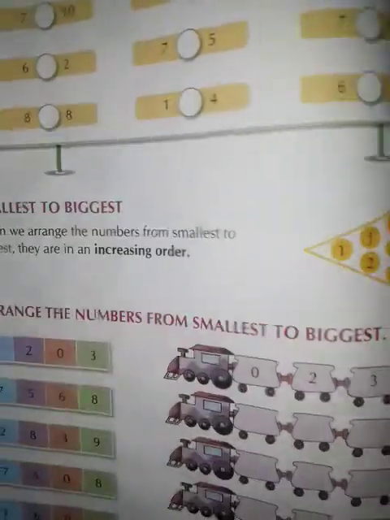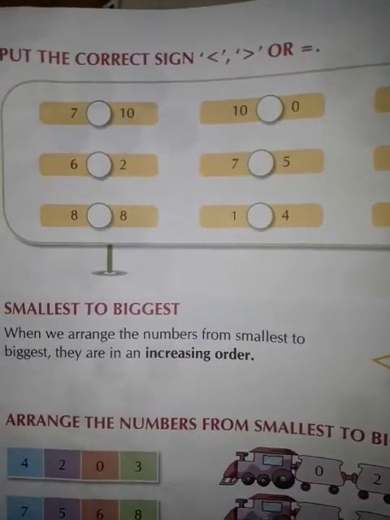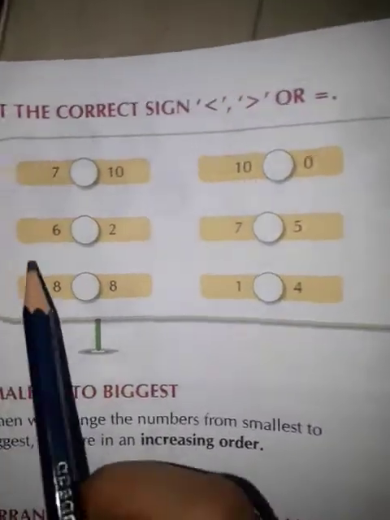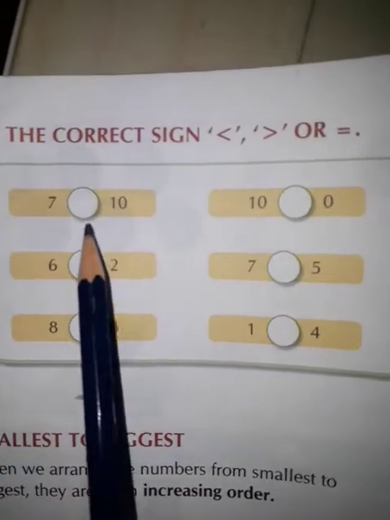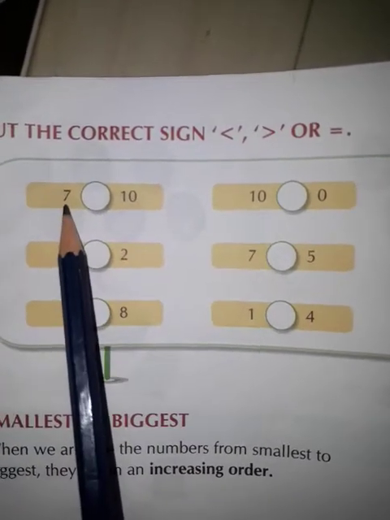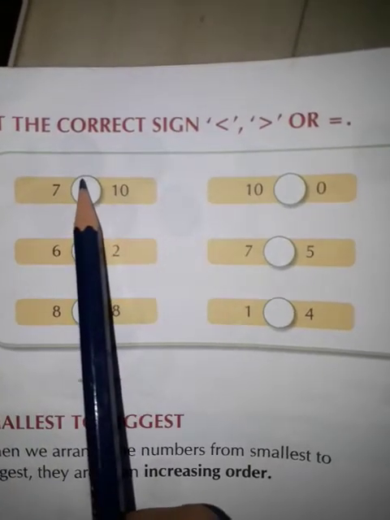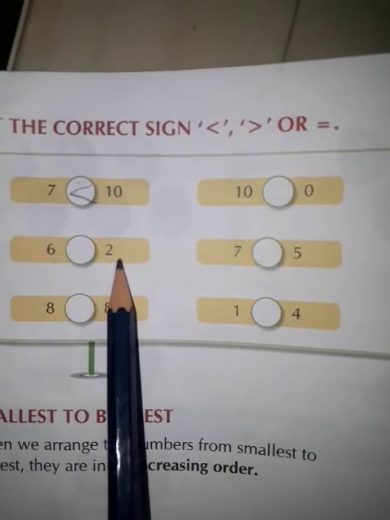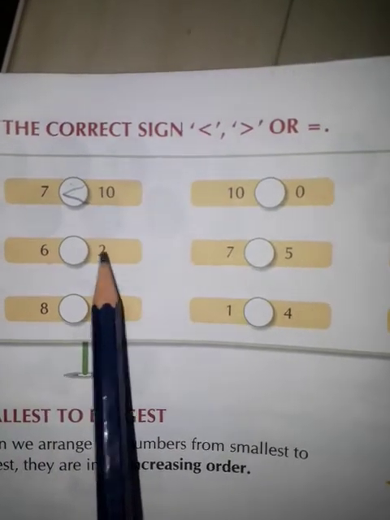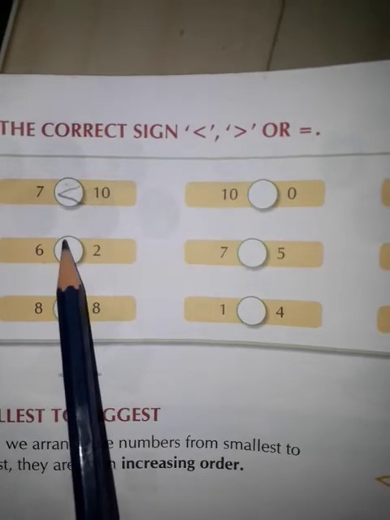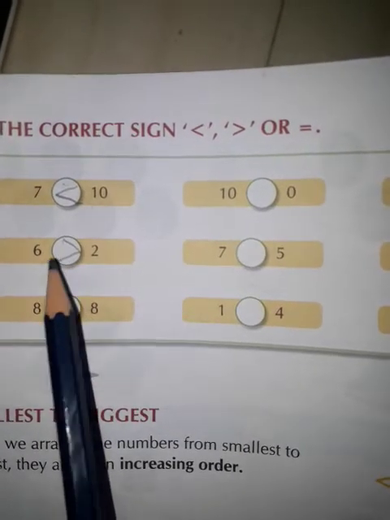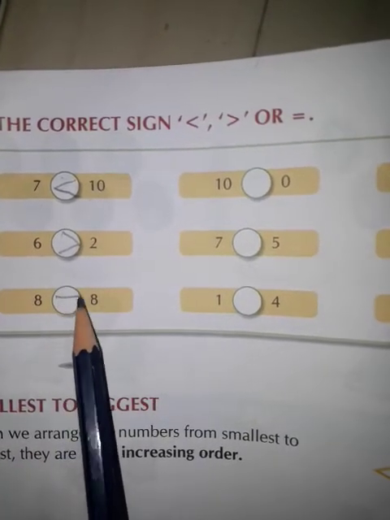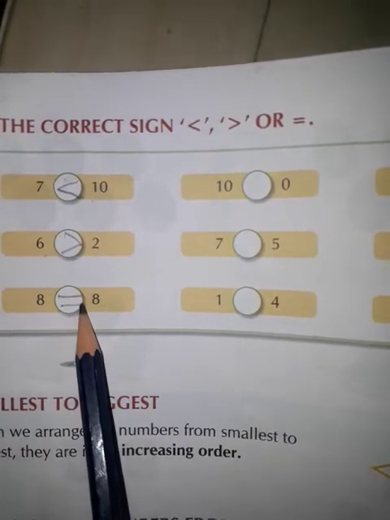Page number 18. Put the correct sign: less than, greater than, or equal to. You can see here 7 and 10. There are two numbers, 7 and 10. So 7 is less than 10, so you put the sign of less than. 6 and 2. 6 is greater than 2, so you put the sign of greater than. 8 and 8, both are equal, so you put the sign of is equal to.